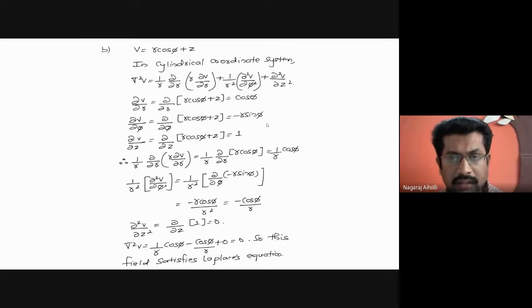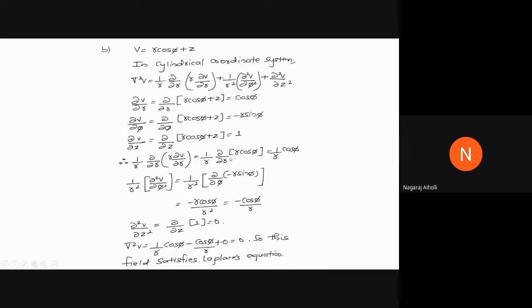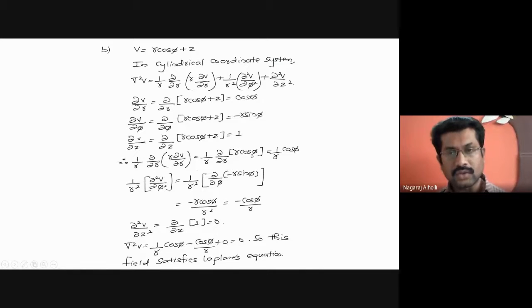So it is 1 by r dou by dou r of r cos phi. Differentiating r cos phi with respect to r, cos phi is constant and differentiation of r with respect to r is 1. So it will be 1 upon r cos phi.